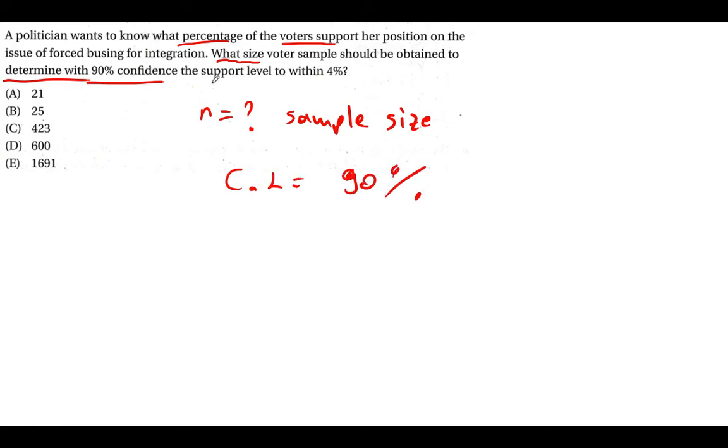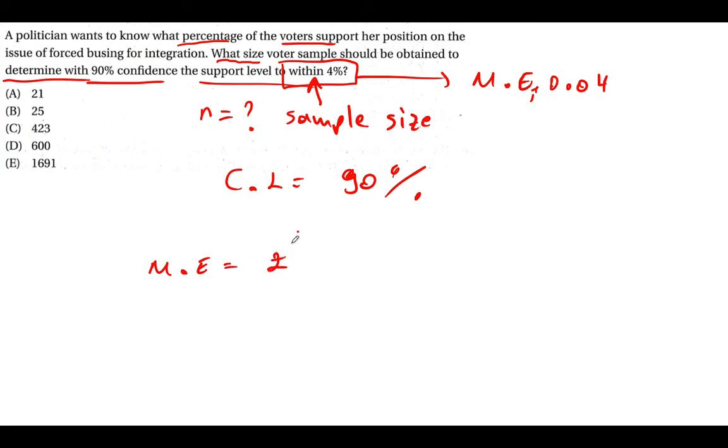This is given: support level to within 4. So within 4 means, it's a keyword, within. It's the margin of error. So the margin of error is 4%, means 0.04. Okay? Good. Now what can I do? I can say that the margin of error is equal to the critical z value times, let's say, the standard error.